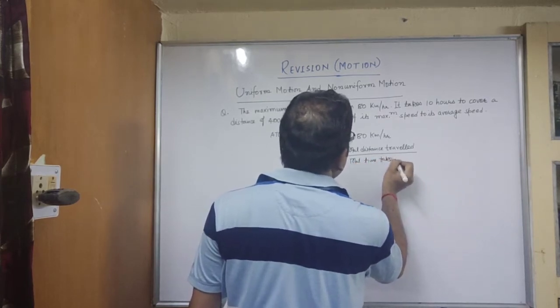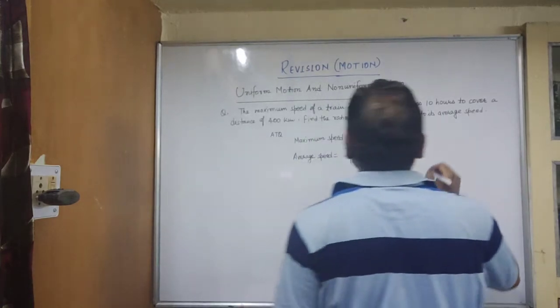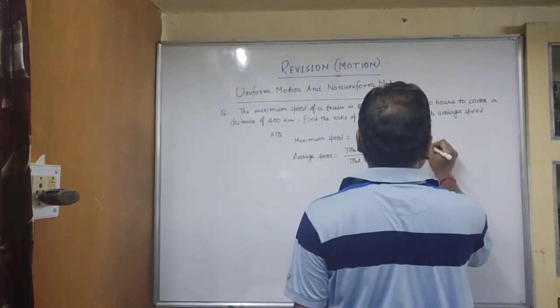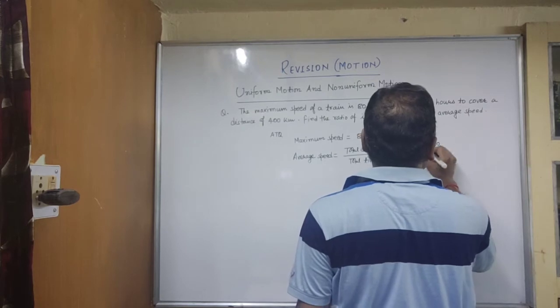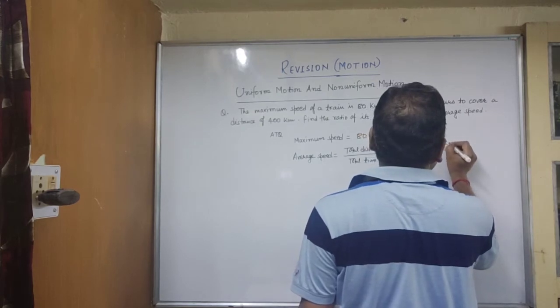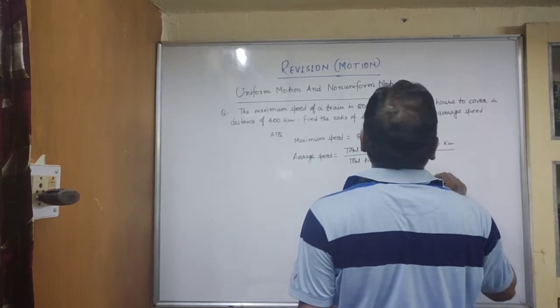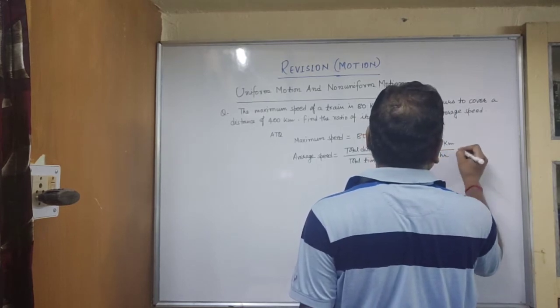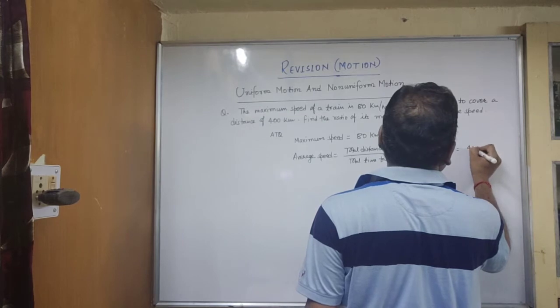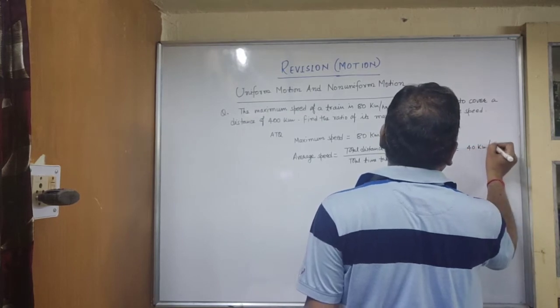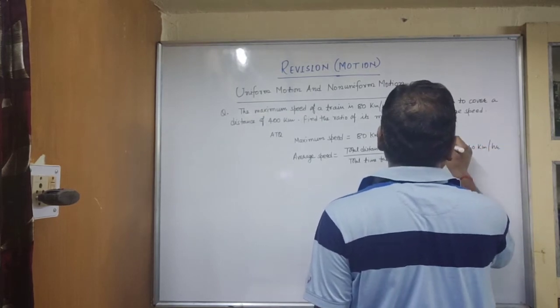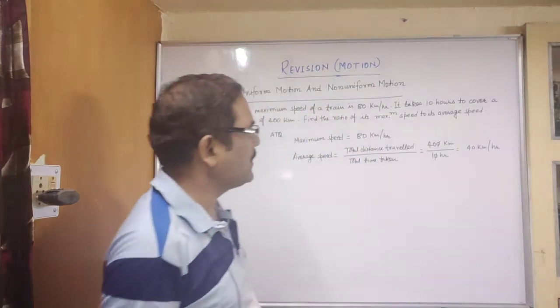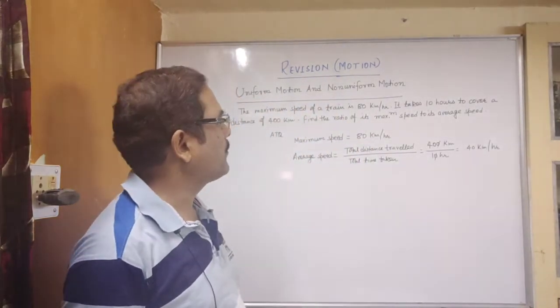We have discussed this. So total distance traveled is 400 km and total time is 10 hours. So it will be 40 km per hour. You will simplify, you will get 40 km per hour.